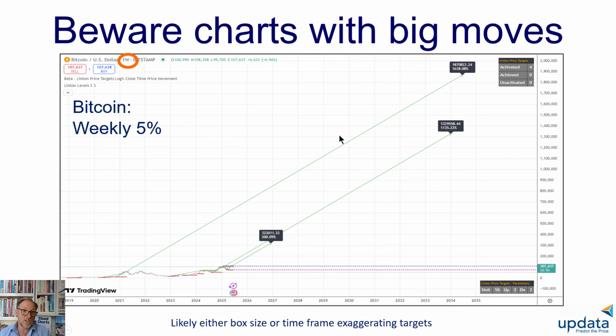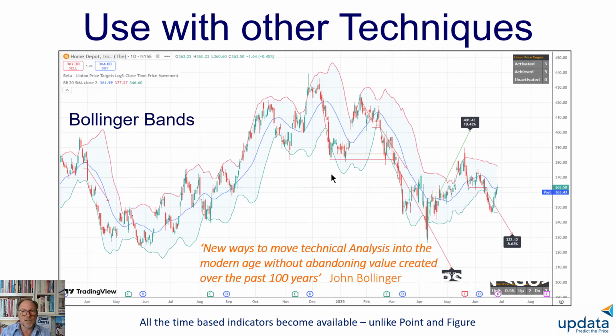But that just shows you can use them on, this is a weekly chart, you can use them on very long-term charts. Not something you would normally do with a point and figure. You would normally use the day as the filter. You still use a box size of 5, but you won't get that projection into the future.